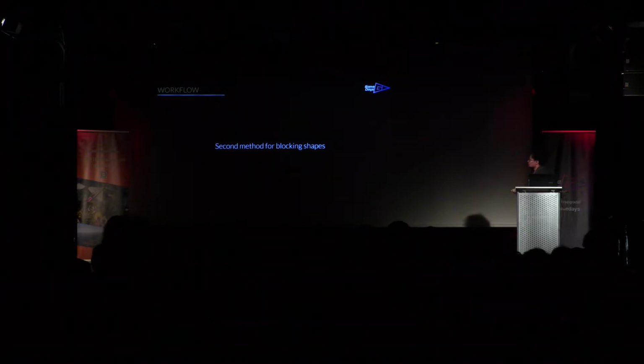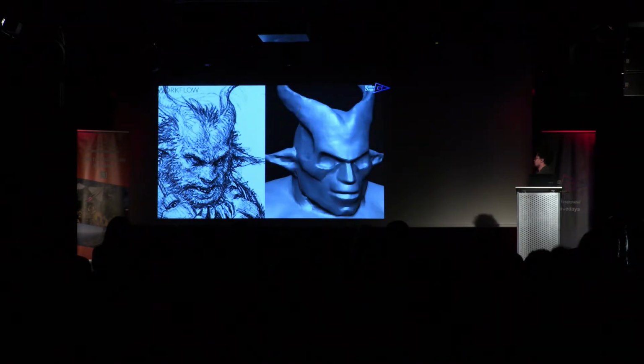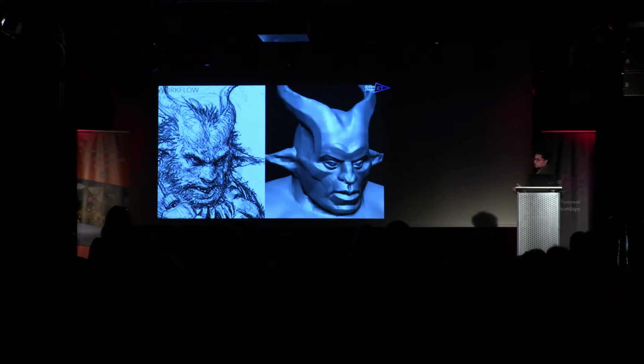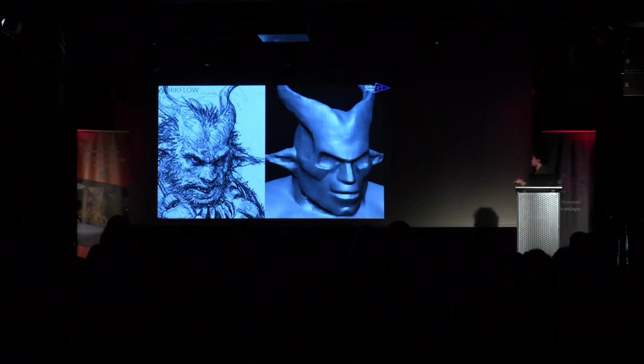And I have a second method for blocking shapes, which is really helpful. Sometimes it's really hard to read a concept. So what I do is draw these bigger lines with the angles, and then I try to copy it on my base mesh when I'm sculpting. And after that, I try to break them into smaller pieces. With this, my anatomy will be in place, my proportions will be in place, and I can break them down really nicely.